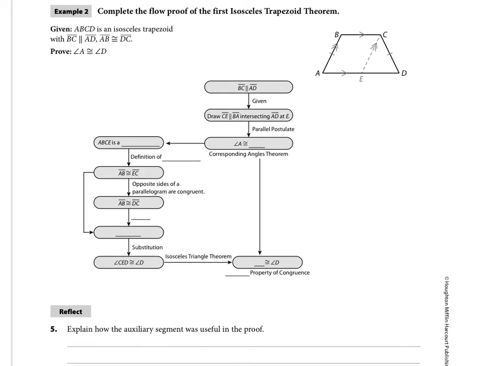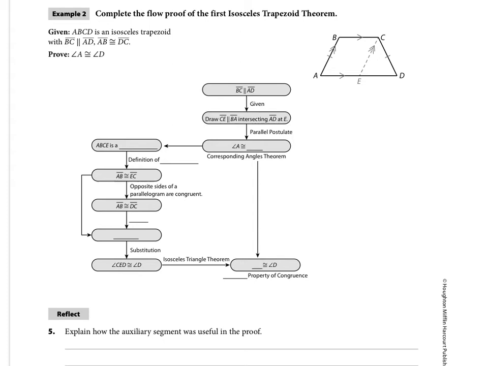So first off, the givens are, number one, we know that it is an isosceles trapezoid, and we know that the top and bottom sides are parallel, and specifically the legs AB and CD, or DC, are congruent. Our task is to prove that the bottom angles A and D are going to be congruent as well. Let's zoom in a little bit here so I can write a little better.